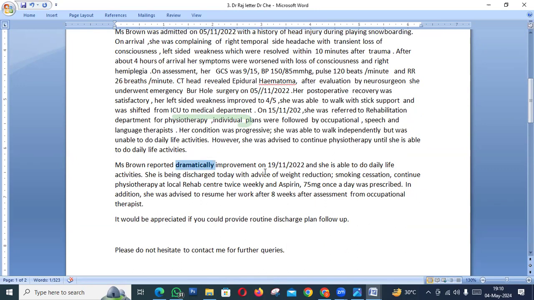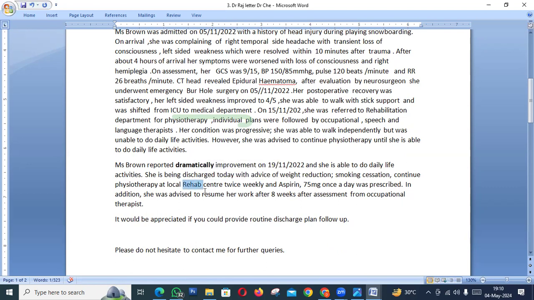On this day, she is able to do daily life activities. She is being discharged today with advice of weight reduction, smoking cessation, continue. "Continue", no, this is the first form of verb. Here you are using nouns, and continuation maybe like this, okay? Or you can say "and should continue" local rehabilitation center twice weekly, and aspirin.